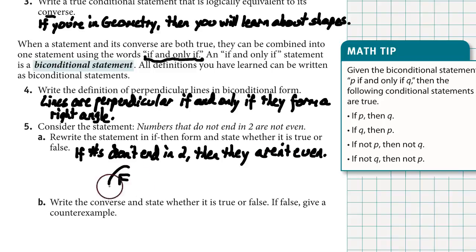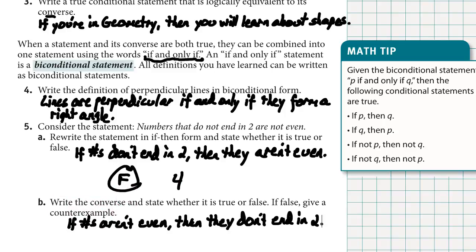This is false because we can think of counterexamples. Hey, how about the number 4? That doesn't end in 2, but it is even. Question B, write the converse and state whether it's true or false. To make a converse, you switch the order of the sentence. It would become, if numbers aren't even, then they don't end in 2. That one's true. If a number isn't even, then there's no way that it can end in 2.